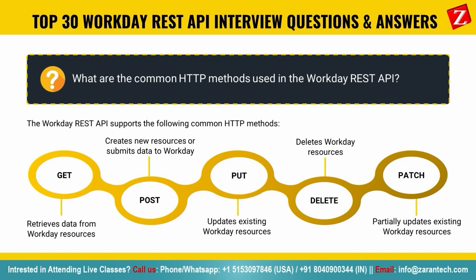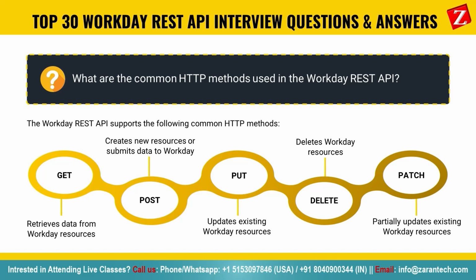What are the common HTTP methods used in the Workday REST API? The Workday REST API is a powerful tool that allows developers to interact with Workday's resources using common HTTP methods. Let's break down each method, shall we? Firstly, we have GET. This method is used to retrieve data from Workday resources. For example, if you want to fetch employee information from Workday, you would use the GET method to access that data.